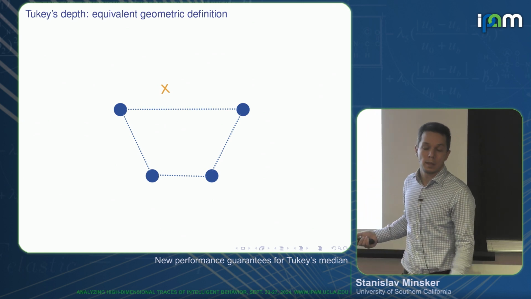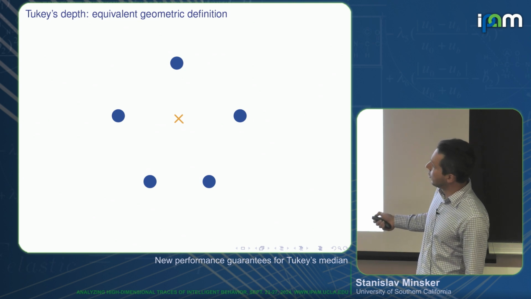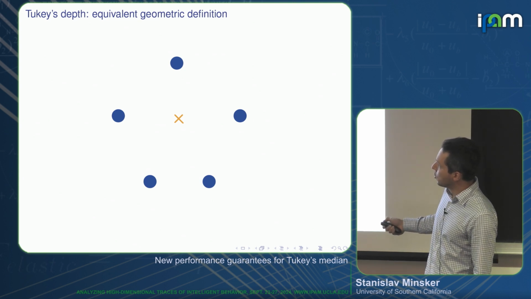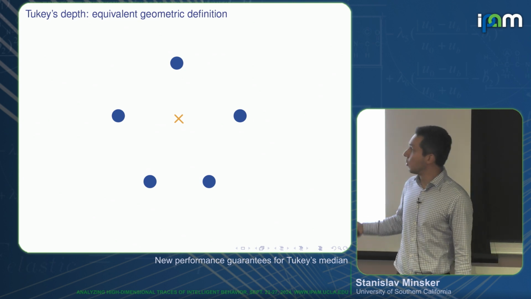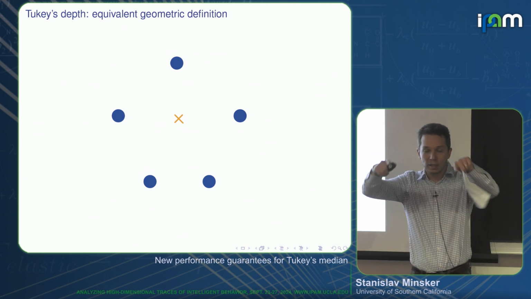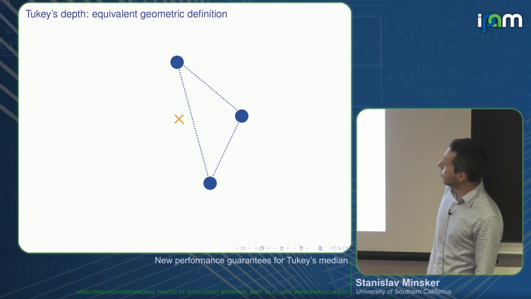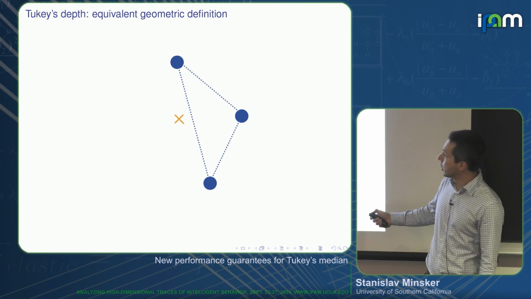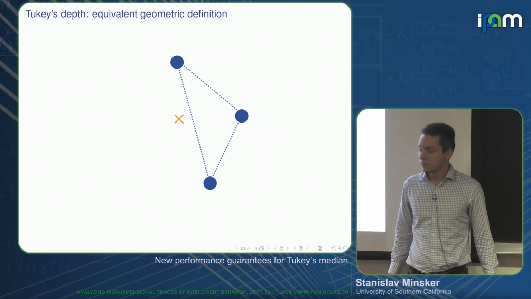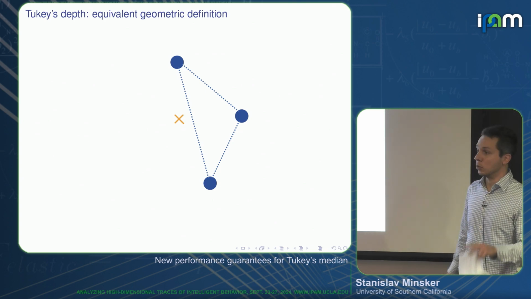So I removed just one point, and now this point is outside. Now if I take this point, then if I remove just one point, I'm not going to achieve this result. No matter which point I remove, this x is going to be inside the convex hull of the remaining points. So I need to remove 2 points in this case. If I remove 2 points, then this x is again outside of this triangle. So the depth of this point with respect to the point cloud is 2.